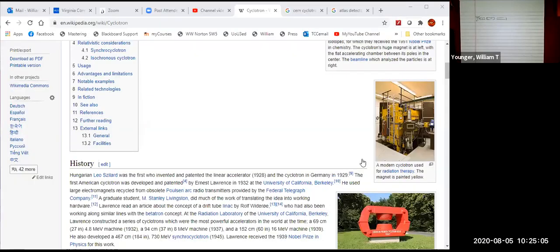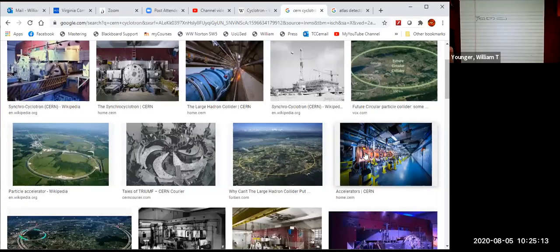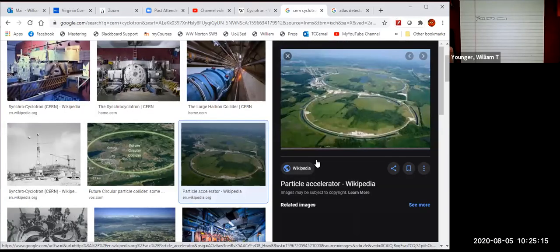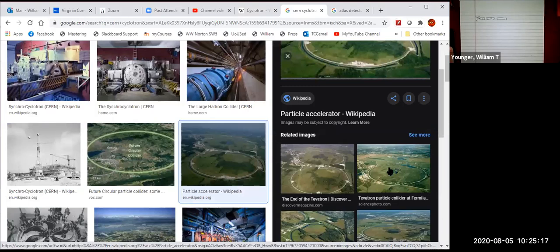If you want to look at, for instance, a nonlinear accelerator like what we have at CERN, the Large Hadron Collider and things of that sort, then you can look at some of these pictures. I don't think that's CERN. I want to say this is the Fermilab one. Yeah, that's the Fermilab one.